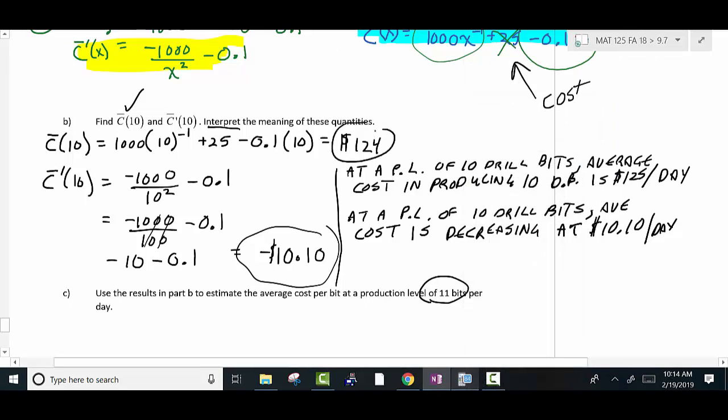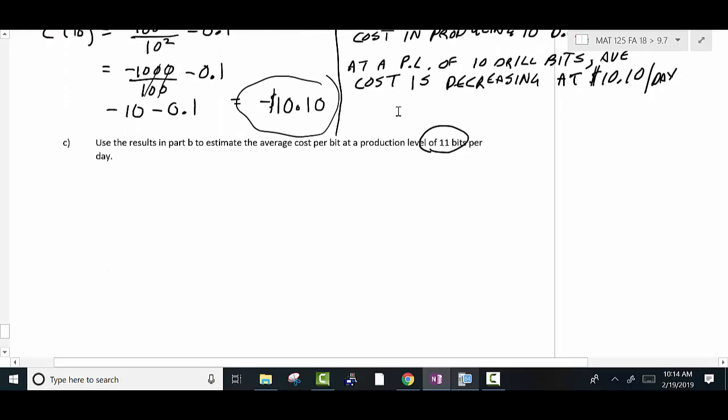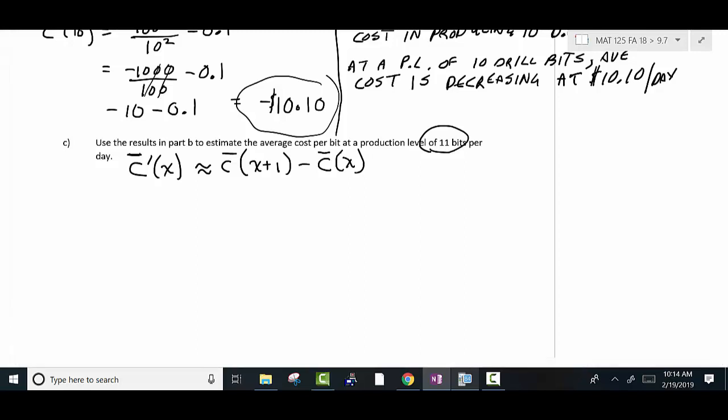Okay, so everybody good with everything I did on that problem now? Okay, very good. Now this one, I would recommend that you write down this formula. This is what we were talking about last time. When you have, and this will apply to C bar, the marginal average cost of an item is approximated by the total average cost of the next item minus the average cost of X like that. That's what we were learning last time, how you basically do an estimation.